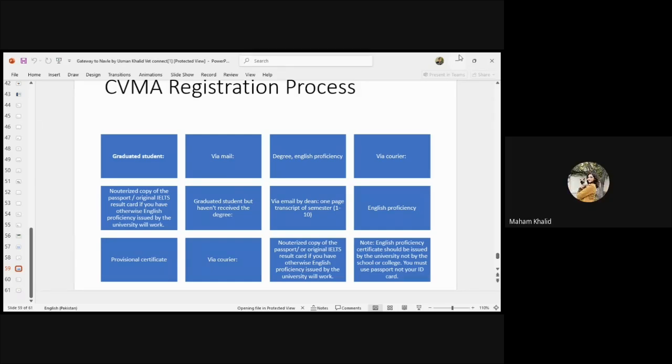Okay, and during undergrad, is writing research articles helpful for the NAVLE? No, this has nothing to do with NAVLE. This is related to MPhil, PhD, and research things.